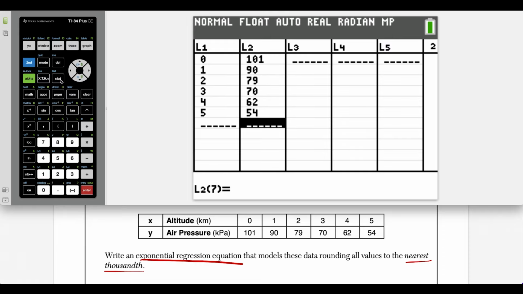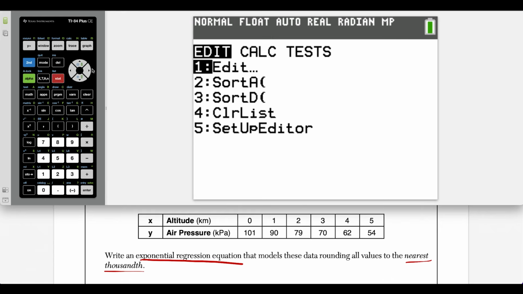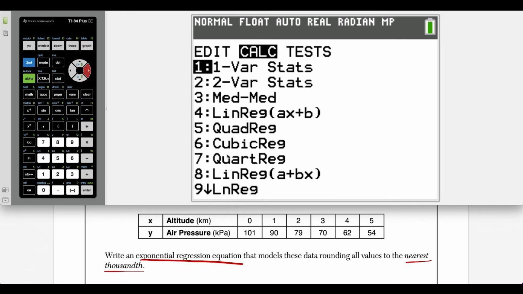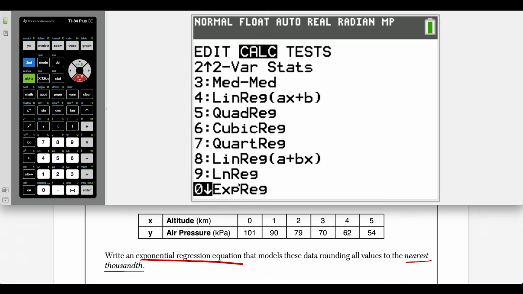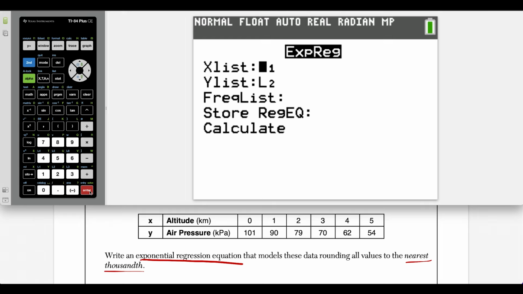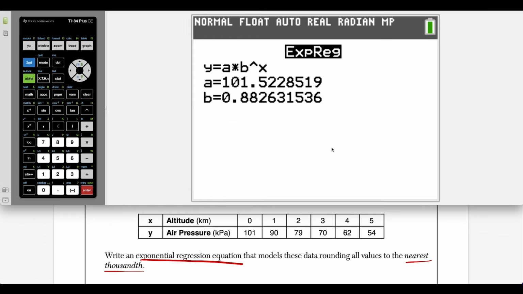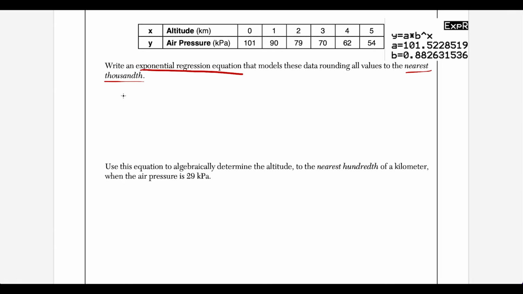Now, once we have the data inputted here, we're going to press stat. We're going to go to the right to calculate, and we're calculating an exponential regression. Notice here, we just have to scroll, and let's see, where is exponential regression? It's down here at 0. So we press enter and just keep pressing enter, and now calculate. And these are our significant values. So now we'll just write out our equation.